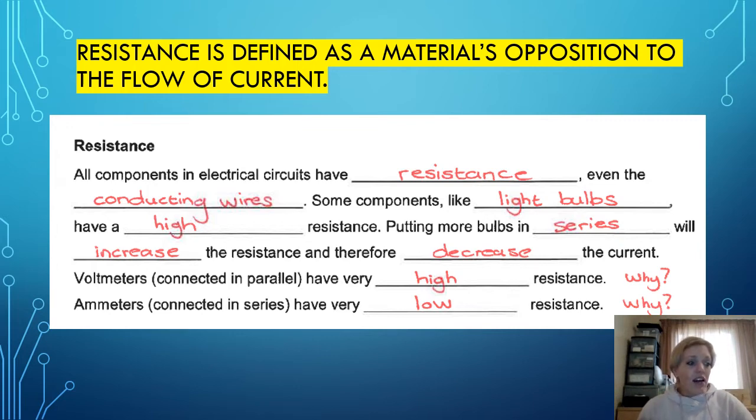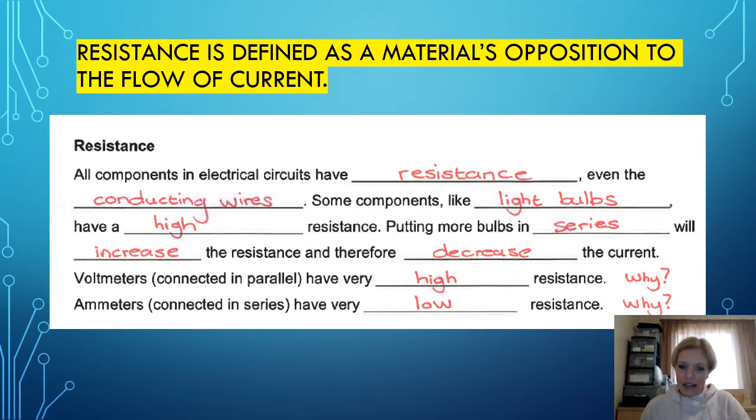You will see at the top of the page, there is a little paragraph. I want you guys to fill this in, and make sure that you fill in all the little blank spaces so that you can get a good introduction to this concept. All components in electrical circuits have resistance, even the connecting wires. Some components, like light bulbs, have high resistance. Putting more bulbs in series will increase the resistance and therefore decrease the current. So can you see that resistance and current have an inverse relationship?